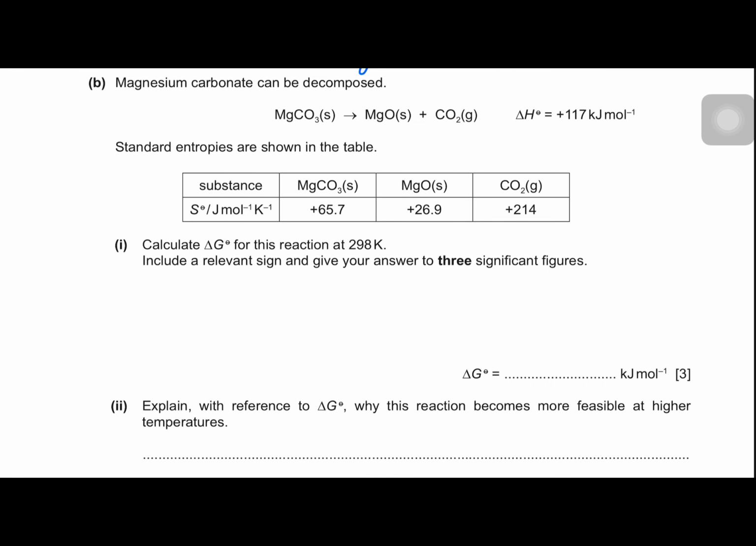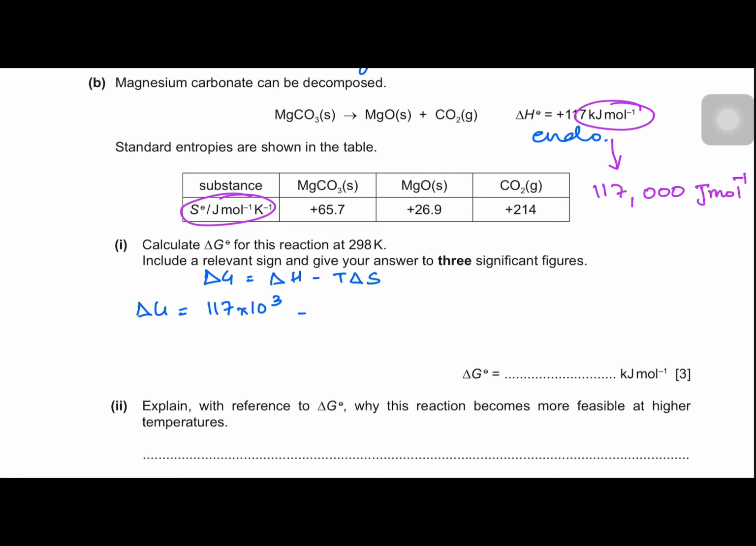Now this question B says magnesium carbonate can be decomposed. Obviously decomposition is always an endothermic process. Standard entropies are shown in the table. You have the values. Calculate delta G. Include a relevant sign and give your answer to three significant figures. So delta G is equal to delta H minus T delta S. Remember, delta H value is in kJ, but delta S values are in J. So convert this into J value, which is 117,000 joule per mole.